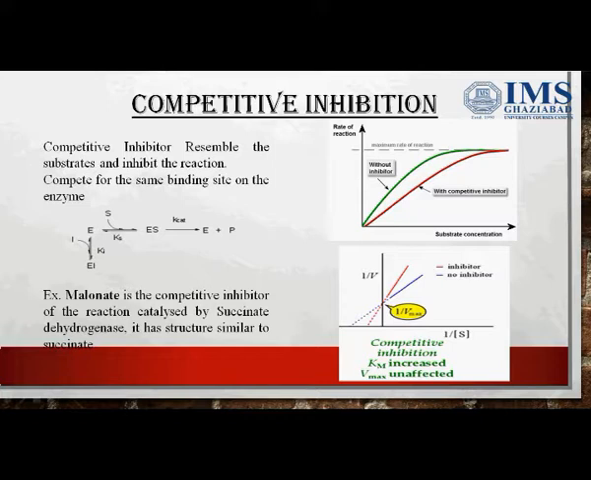An example of competitive inhibition is malonate. Malonate is the competitive inhibitor of the reaction catalyzed by succinate dehydrogenase. Malonate has structural similarity with succinate.